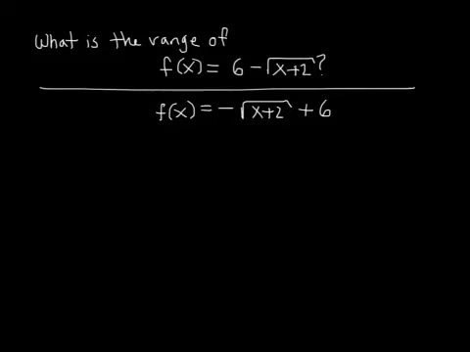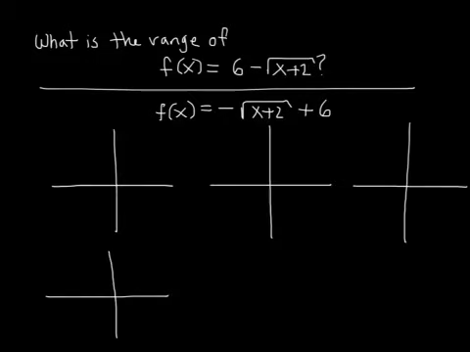So I'm going to set up a few coordinate planes and we'll deal with each of the shifts that we see here. Here are my coordinate planes. In the first one, I'm going to draw a rough sketch of y equals the square root of x. Y equals the square root of x starts at the origin and then it goes off to the right, forming the shape that you see right here.